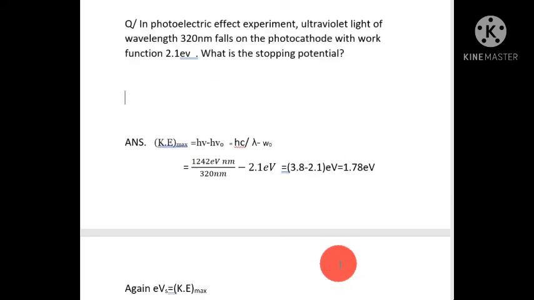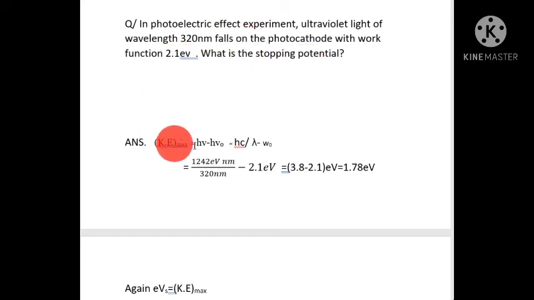Here is another question. In a photoelectric effect experiment, ultraviolet light of wavelength 320 nanometer falls on a photocathode with work function 2.1 electron volt. What is the stopping potential? This question is one of the previous year questions of the JAM exam.